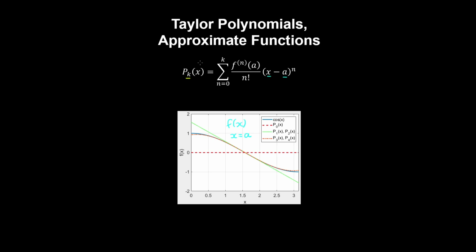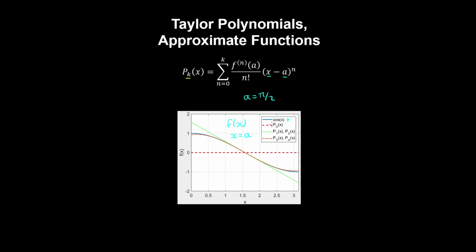So we said that this Taylor polynomial for the function f is centered at x equals a, and it can thereby be used to approximate the values of the function f near x equals a. So in this case, a is equal to pi on 2, and our function is cosine x.